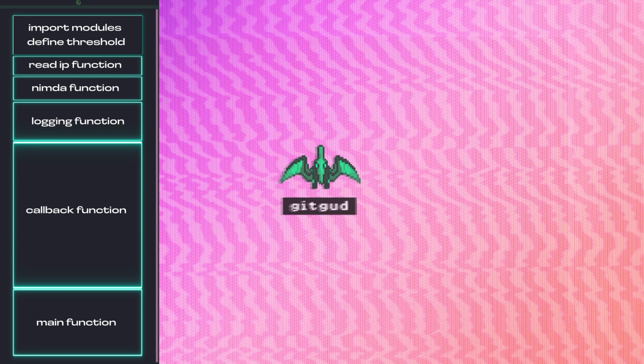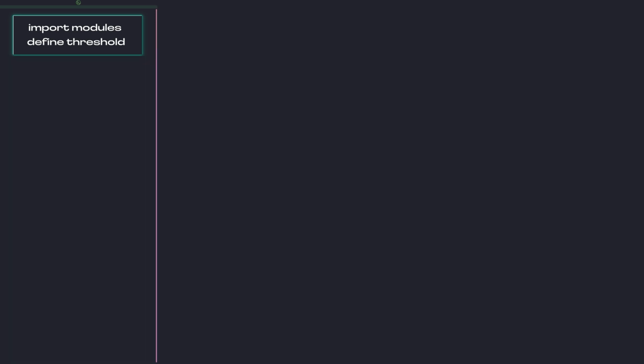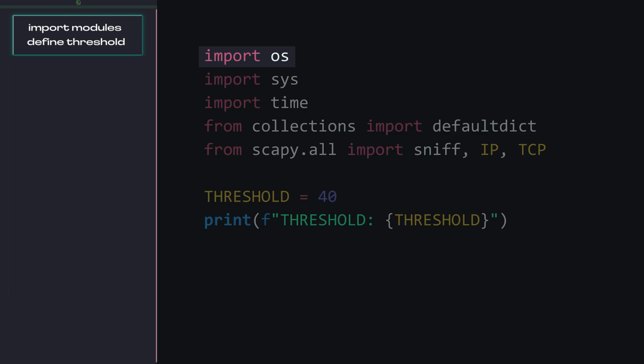Okay, so now that we've looked at the big picture, let's jump in and analyze each line individually. First, we import the OS library to interact with the operating system, allowing us to execute system commands such as IP tables. We import the sys library to access system-specific parameters and functions, such as exiting the script with an error code. We import the time library to track time intervals, allowing us to determine a transfer rate for the packets. We import defaultdict from the collections library to simplify our packet counting logic. We import the sniff, IP, and TCP functions from the scapy.all module to capture, analyze, and manipulate network packets.